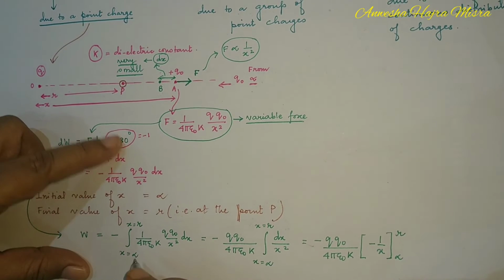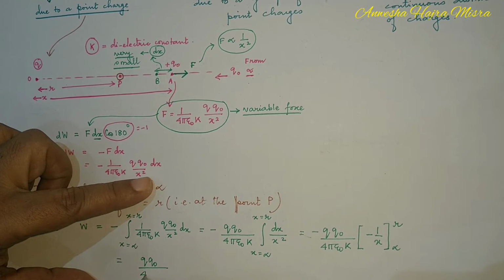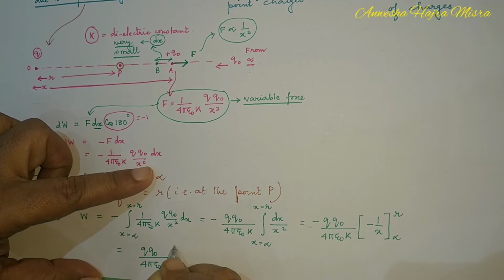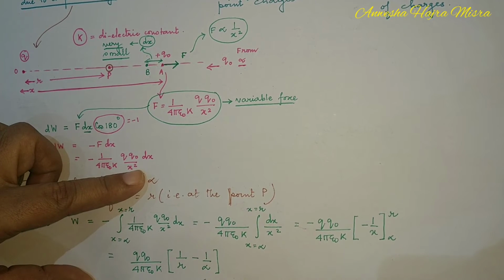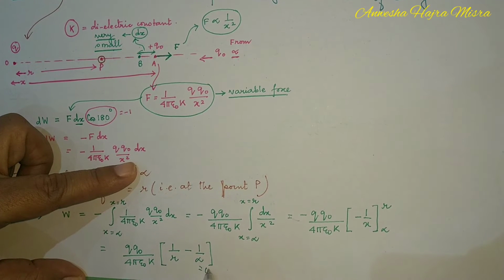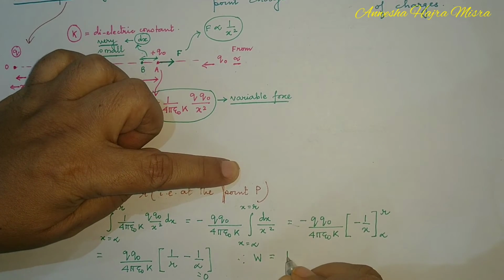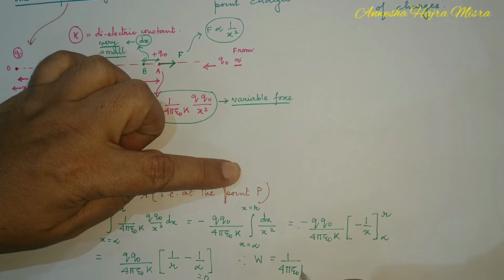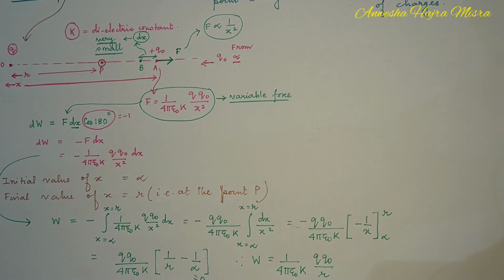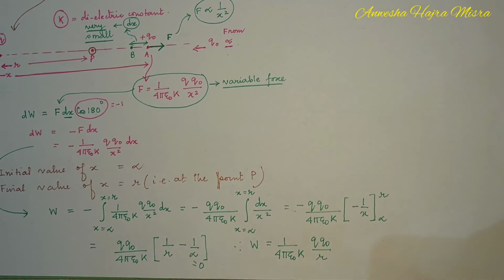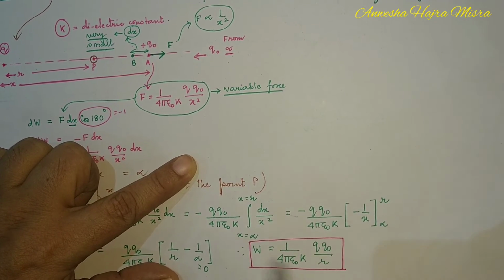Now substitute the value. Minus minus becomes plus q q naught by 4 pi epsilon naught k, 1 by r minus 1 by infinity. Now 1 by infinity is 0. Therefore, what is my work done? Work done becomes 1 by 4 pi epsilon naught k q q naught by r. Now this is the work done to bring q naught charge.